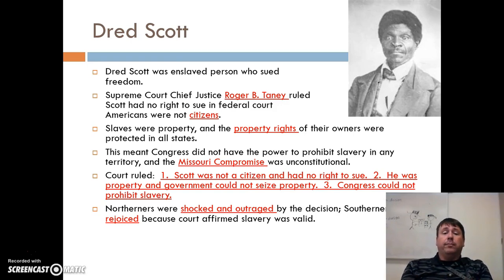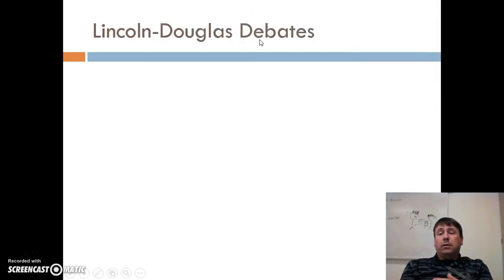It's the same idea. Southerners rejoiced at this law because they felt it affirmed that slavery was a valid institution and it was now completely legal in the United States because of this. So the Dred Scott decision basically made slavery legal in the country. So that's the key thing to take away from it. A horrible decision by the Supreme Court, and it's really a stain on their legacy.